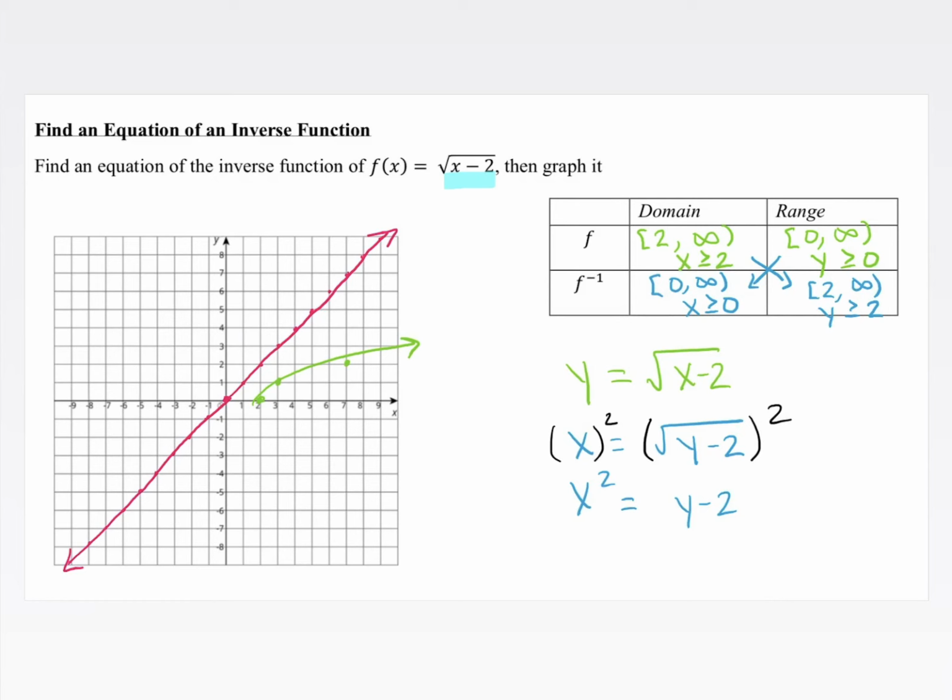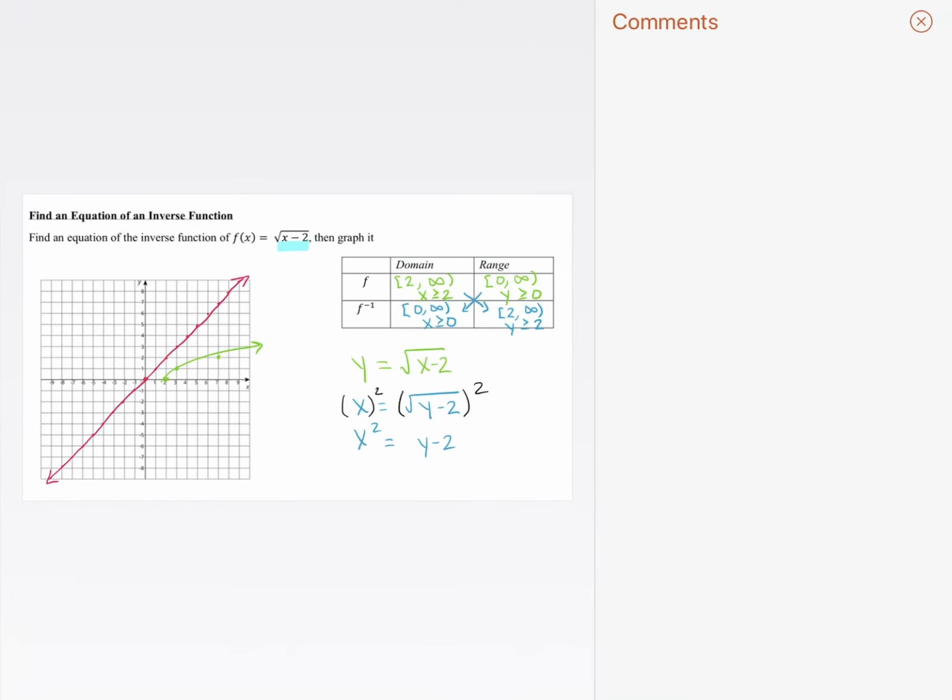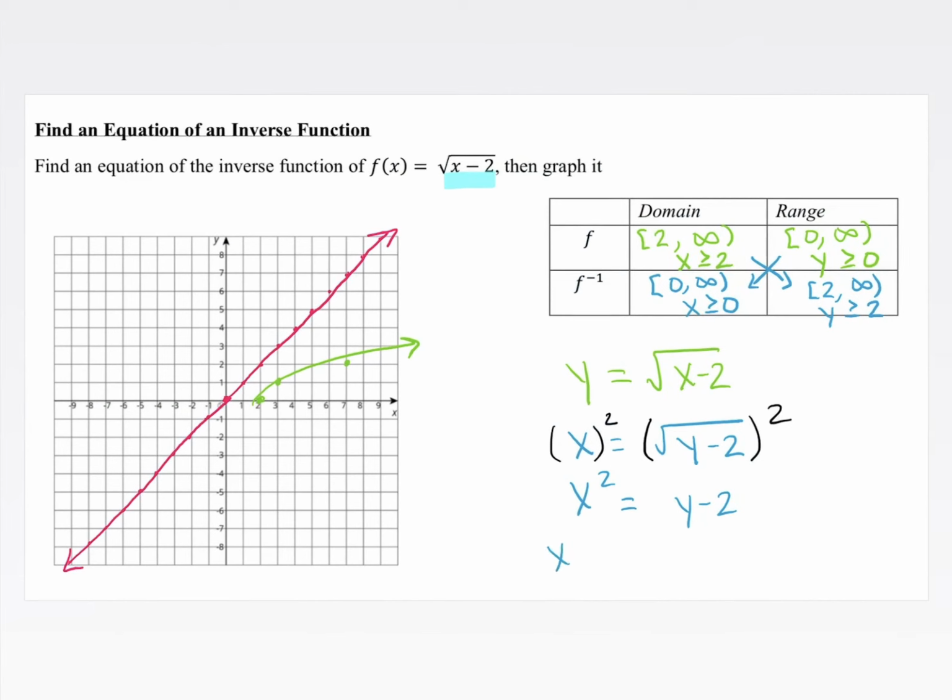Remember, we have the square root and it's raised to the second power. Those undo each other, so we're just going to be left with the radicand. So x squared equals y minus 2. We can add 2 to both sides, and get x squared plus 2 equals y. So in other words, our inverse is f inverse of x equals x squared plus 2. So this is our parent quadratic function of x squared, but because we have this plus 2, this is like our plus k, we have a vertical translation up 2 units.